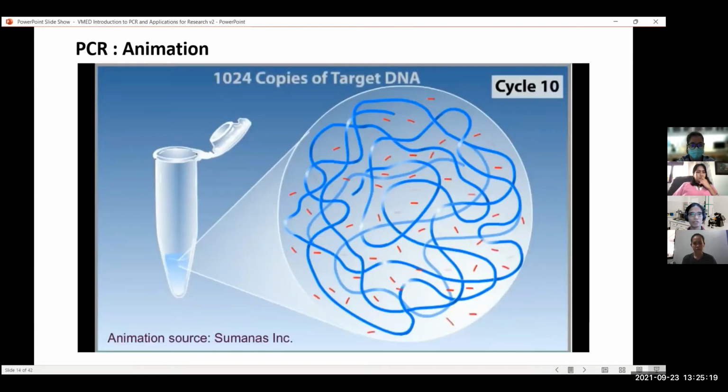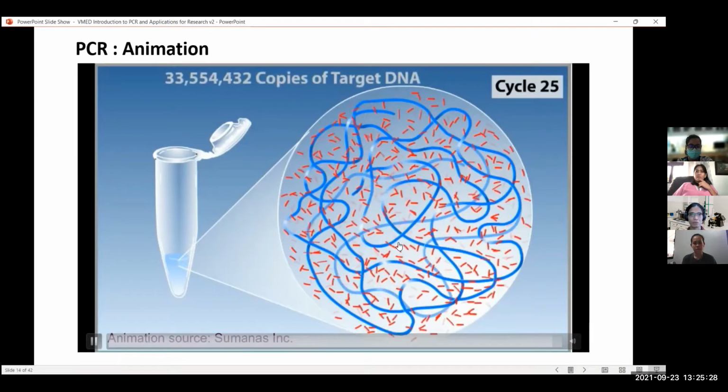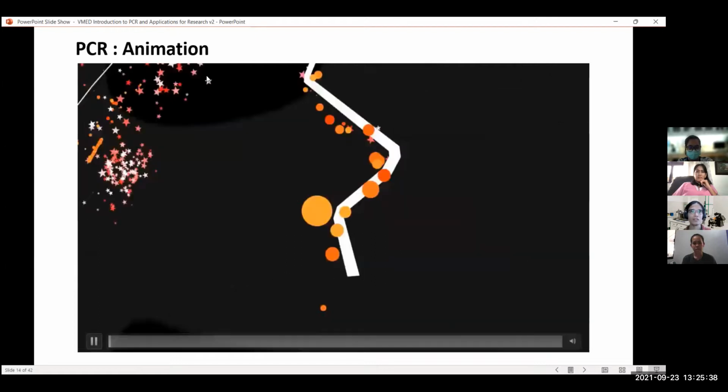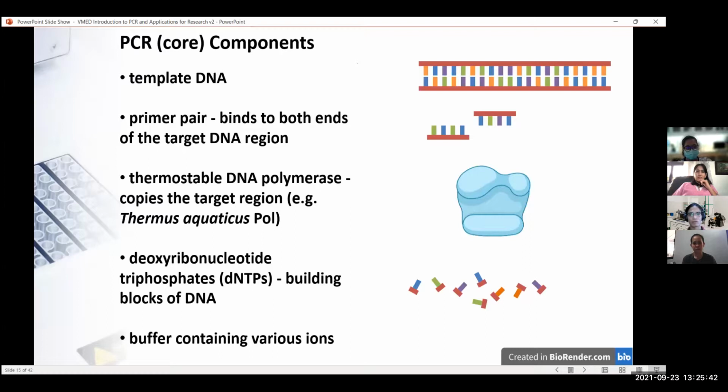So after 25 cycles, you'll have approximately 33 million copies of DNA. These copies you will be able to visualize in your gel electrophoresis. Okay, so that's the end of the animation. Next slide. So these are the core components of the PCR reaction.